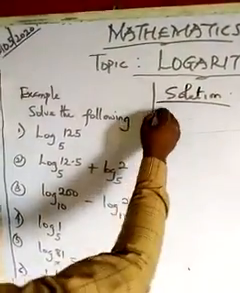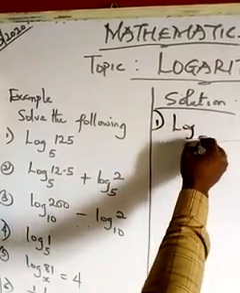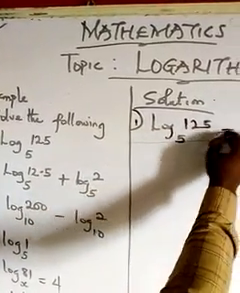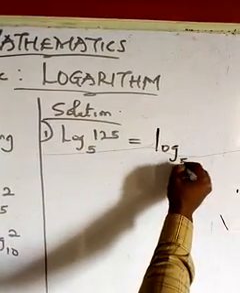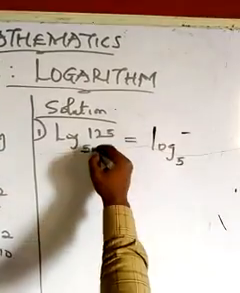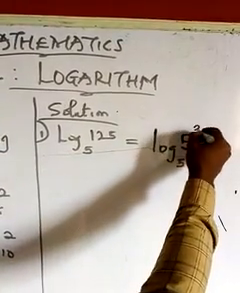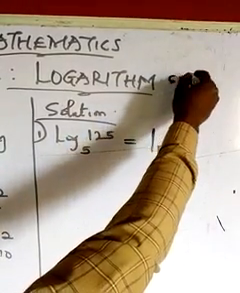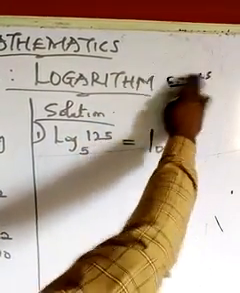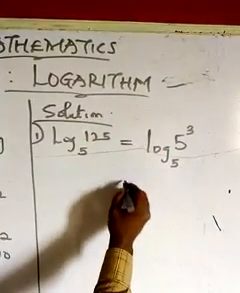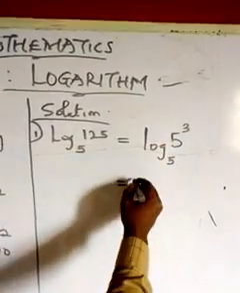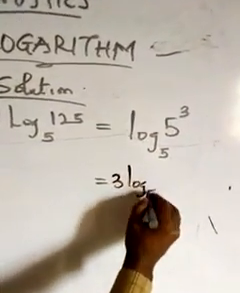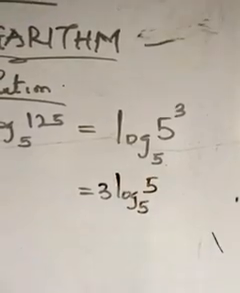The first one says log 125 base 5. Now, we know that 125 is 5 raised to the power 3. So we now have log base 5 of what? This 125 will now turn to 5 raised to the power 3, because 5 times 5 times 5 equals 125. Now, from our law, if you have something raised to the power of 3, this 3 will come to the front. It now becomes 3 log 5 base 5.